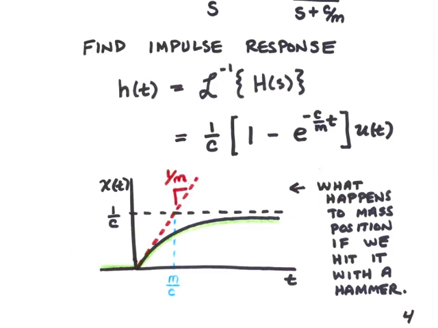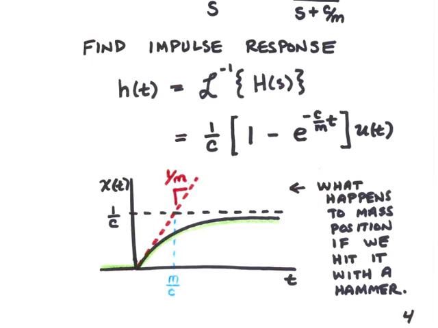And this response is represented in the figure below. We see x of t is the sum of two terms. One is a step of magnitude 1 over c, and the other is a decreasing exponential. This is the impulse response of the system. It's what would happen to the mass if we were to hit it with a hammer.